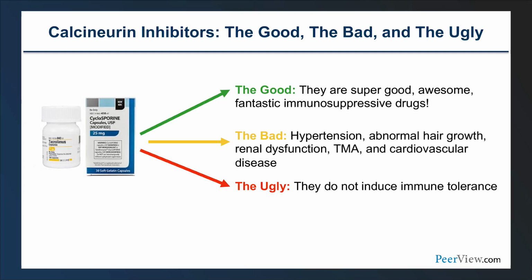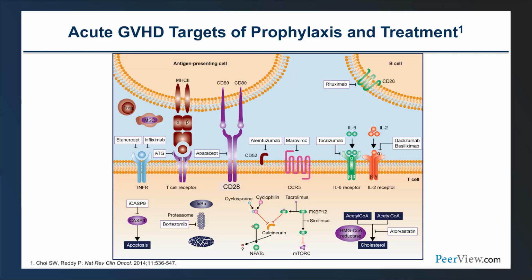And I would say the ugly is that they do not induce immune tolerance. This means you get breakthrough GVHD, you get relapse, you get bad impacts on protective immunity. We still must try to do better than a CNI-based regimen. And in fact, there are lots of potential candidates.